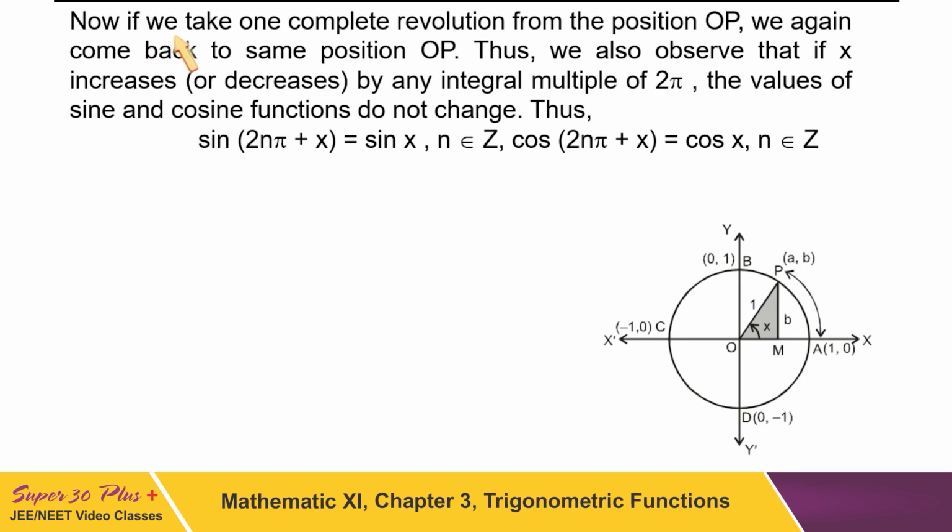Students, now we take one complete revolution from the position OP. We again come back to the same position OP. Thus, we also observe that if x increases or decreases by any integral multiple of 2 pi, the values of the sine and cosine functions do not change. Thus, we can say that sin(2n pi plus x) is equal to sin x and cos(2n pi plus x) is equal to cos x.